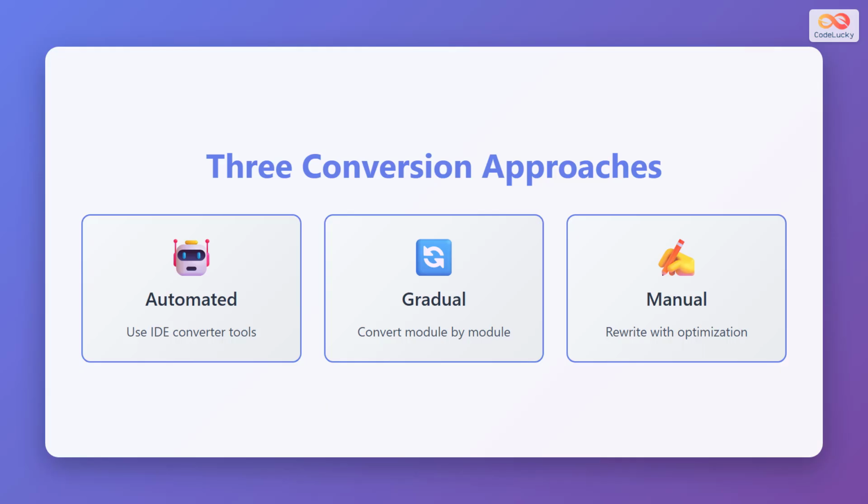When migrating from Java to Kotlin, you have three main approaches to choose from. The automated approach uses integrated development environment converter tools that can automatically transform your Java files into Kotlin code. The gradual approach allows you to convert your codebase module by module, maintaining both Java and Kotlin code during the transition. The manual approach involves rewriting code by hand, which gives you the opportunity to optimize and apply Kotlin idioms from the start. Each approach has its benefits, and you can choose based on your project size and requirements.